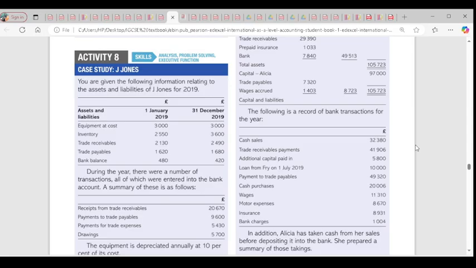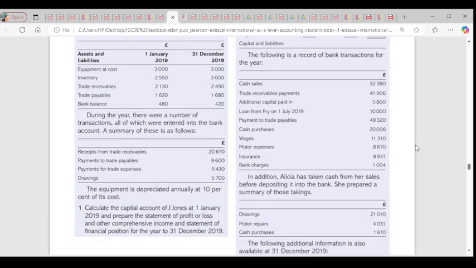there were a number of transactions, all of which were entered into the bank account. So that means we have a bank account for that. So these are the transactions, and the equipment is depreciated annually at 10% of its cost. Calculate the capital account for J. Jones at January 2019 and prepare the statement of profit or loss and other comprehensive income and statement of financial position for the year 31 December 2019.